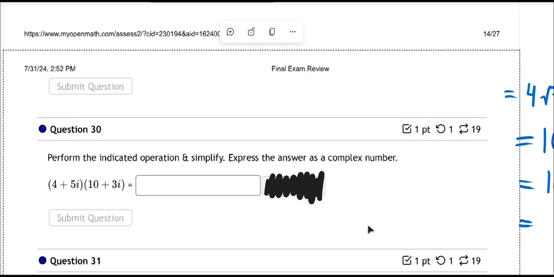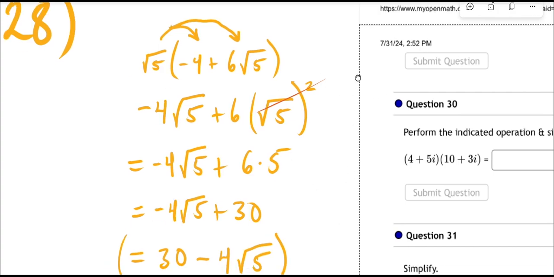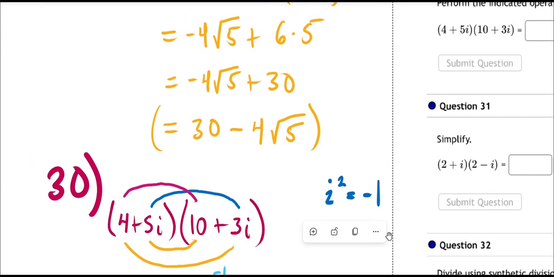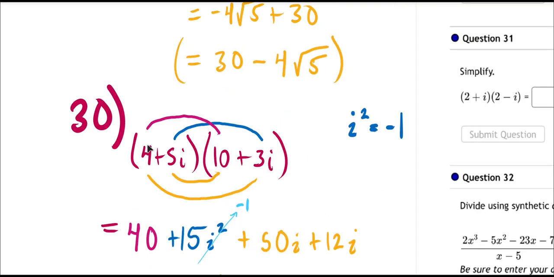So question 30 is a complex multiplication problem. It asks us to multiply these two complex numbers together. This is really just going to be a process of foiling and keeping in mind that the square root of negative 1, I squared, is minus 1. When we multiply these out, we have first terms, we have inner, outer, and last terms. We wind up with the following.